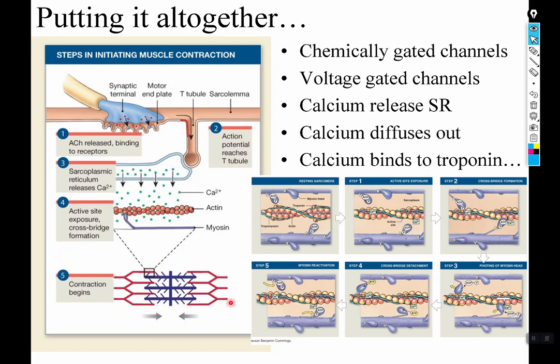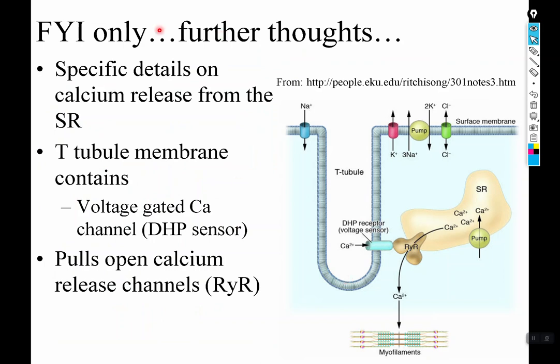So here is a picture, and I'm not going to quiz you on the specifics of this. It's just cool to be able to see it. So here's this little voltage sensor, and this is the little calcium gate. So when an action potential passes this voltage sensor, it basically tugs this little gate open, and that's what lets the calcium out. The gate lets calcium out at a rate that's faster than the calcium is pumped in, and that's what allows calcium to continually diffuse out.